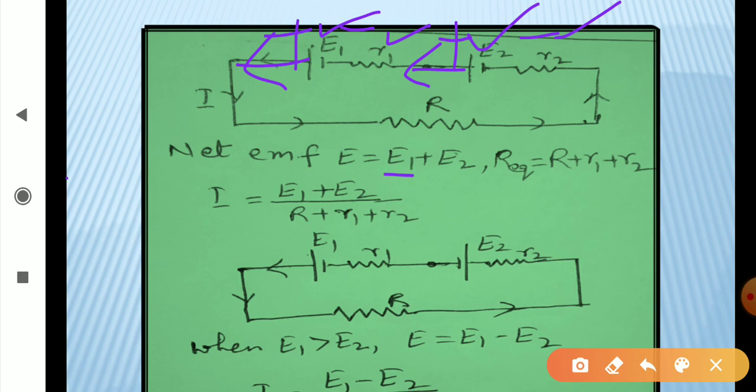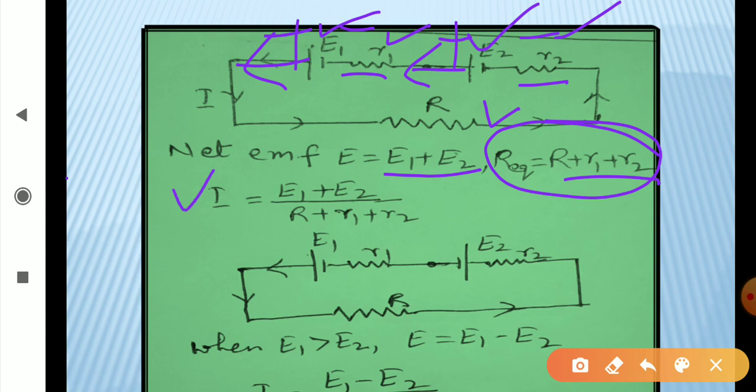So net EMF in the circuit becomes E1 plus E2 and net resistance in the circuit, see, this r1, r2 and external resistance R, they are in series. So equivalent resistance in the circuit becomes R plus r1 plus r2. So the current in the circuit becomes E1 plus E2 upon R plus r1 plus r2.